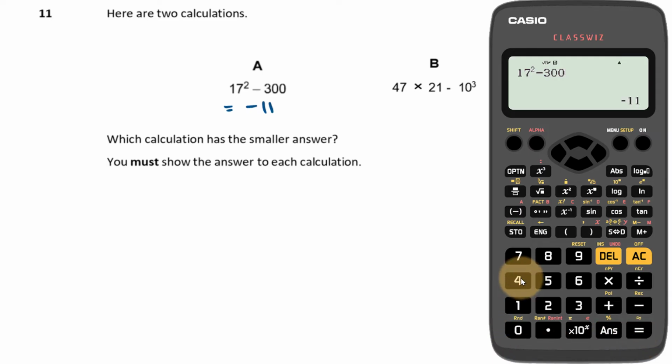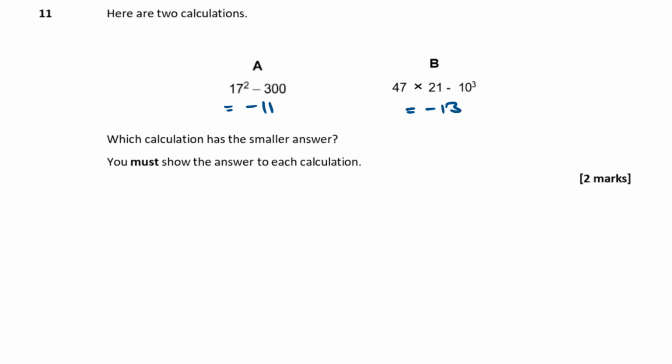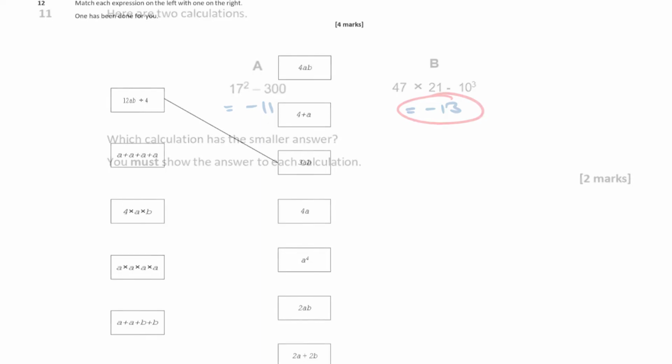And then I've got 47 times 21 minus 10 cubed. Typing that in exactly the same, press enter. That one comes out to be negative 13. Okay, so which calculation is the smaller number? Well, the smallest is the most negative, isn't it? It's going to be that negative 13. So that is my answer. It's negative 13.